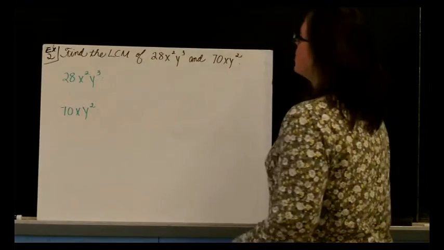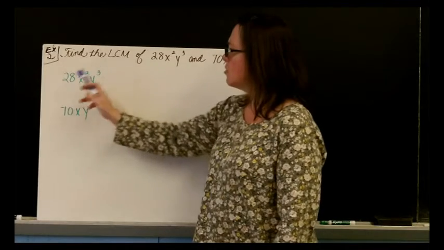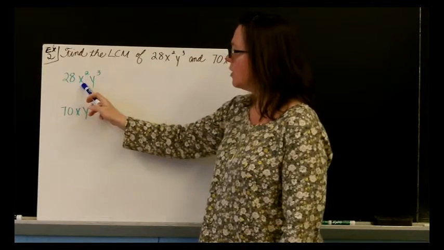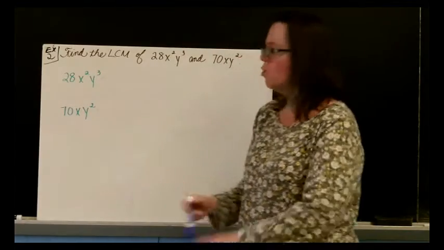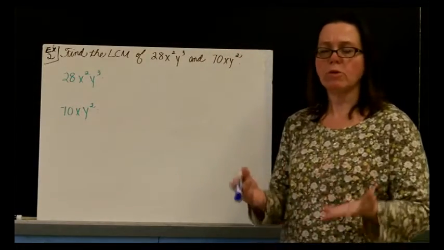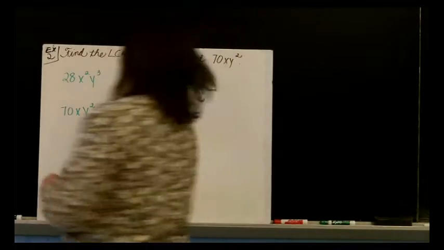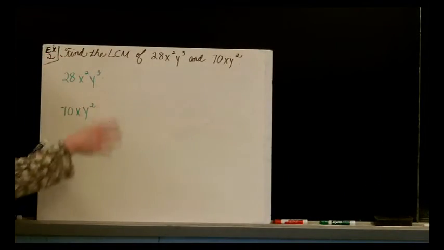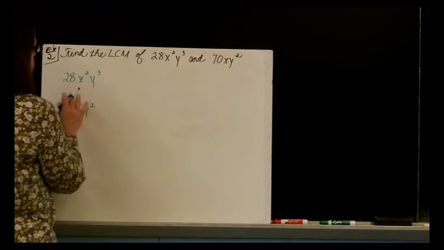Now in our second example, we have monomials. We need to find the least common multiple of 28x squared y to the third and 70x y squared. Now when you work out this problem, you will make your factor trees, but for the sake of time and space, I am going to skip right to the next step, which is listing the factors in ascending order.